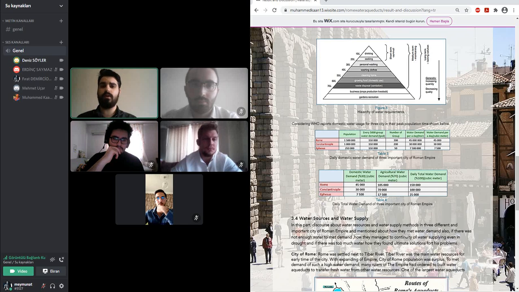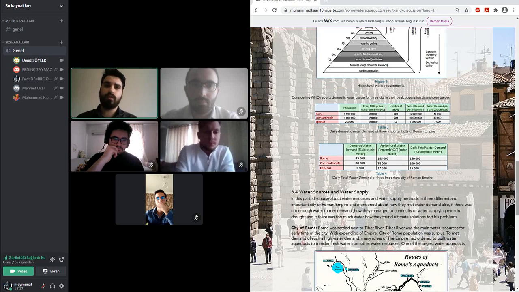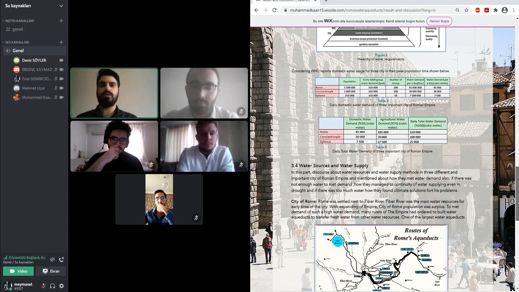In Table 4, we will try to calculate the daily domestic water requirement of 3 important cities of the Roman Empire. Assume that domestic water demand was 30% of total water demand. So we can calculate total water demand. Table 4 shows the total daily water requirement of the Roman Empire like this.